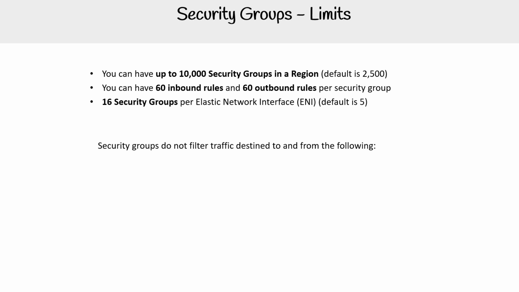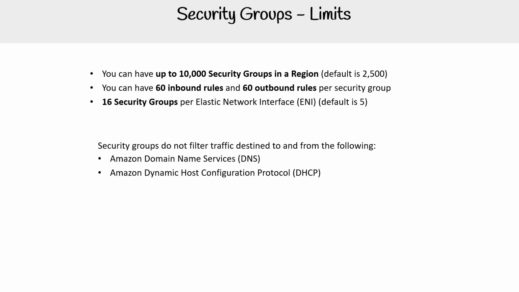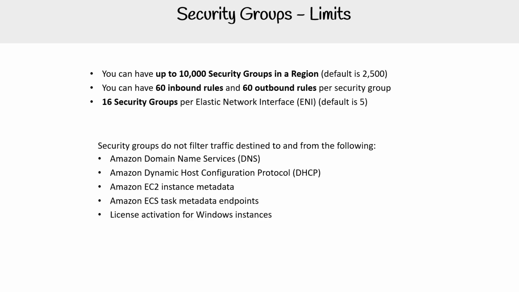Security groups do not filter traffic destined to and from the following. So if it is from DNS, it's not going to filter. If it's DHCP, if it's from EC2 instance metadata, if it's from an ECS task metadata endpoint, if it's a license activation for a Windows instance, it's not going to. If it's from Amazon Time Sync service, it's not going to. If it's a reserved IP address used by the default VPC route, it's not going to. So that is security groups in a nutshell, and there you go.